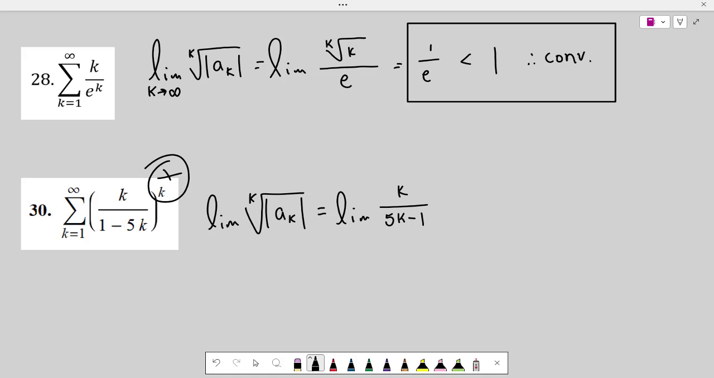What's the limit of this? So once again, the power on the k's match, so we can take the leading coefficients. So that's 1/5. And this is like the geometric series, so less than 1, therefore converge.